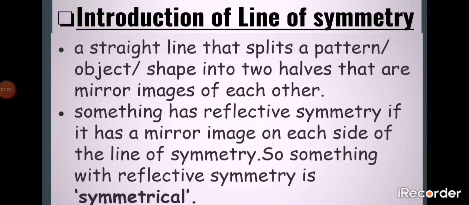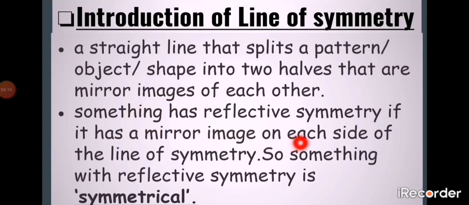Now, introduction of line of symmetry. So what is line of symmetry? A straight line that splits a pattern, object, shape into 2 halves that are mirror images of each other. So when you see a shape, pattern or object, and if you want to draw a straight line which can cut the shape into 2 equal halves, we can say this line is the line of symmetry. Or these images, and if we put them around that line and we can see the images are same, we can say these halves are mirror images of each other.